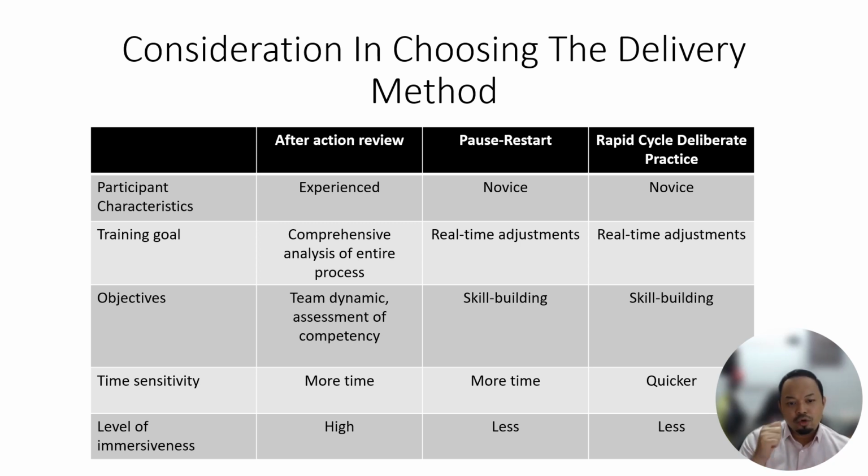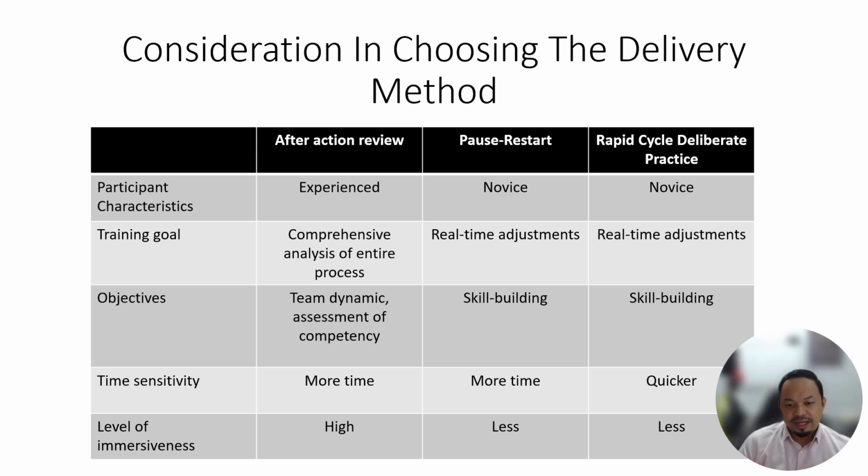Number one, you look at your participant level or participant characteristics, whether they are experienced participants or novice participants. If they require less coaching, they are experienced enough, they are senior enough, then you go for after action review. If they are novice participants, they require lots of coaching, please opt for pause restart or rapid cycle deliberate practice.